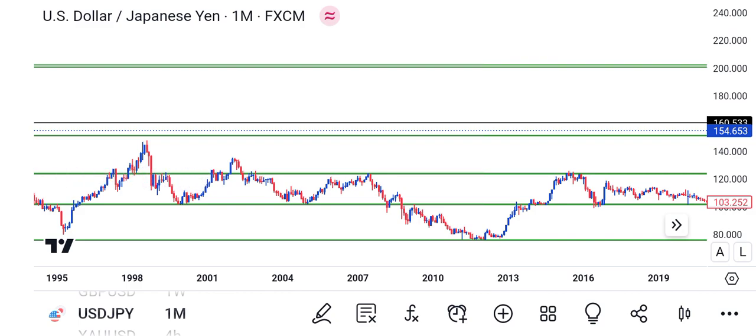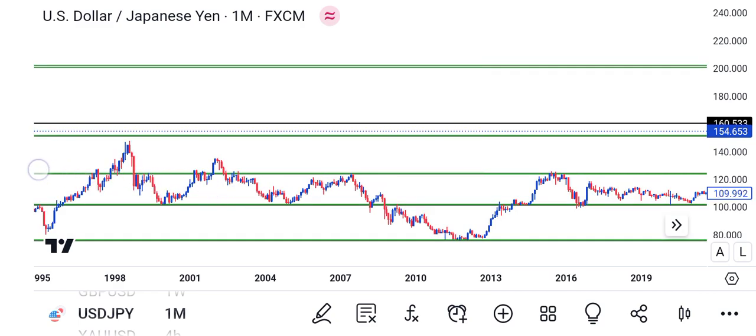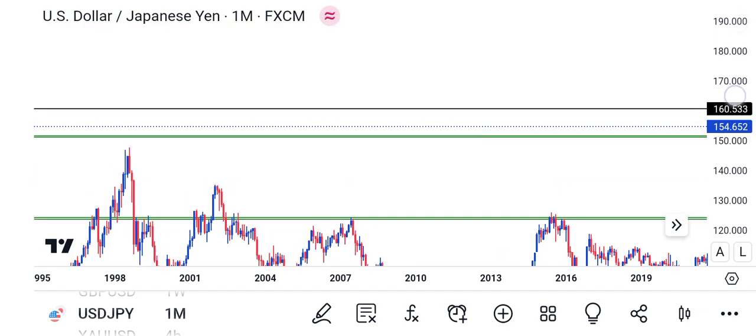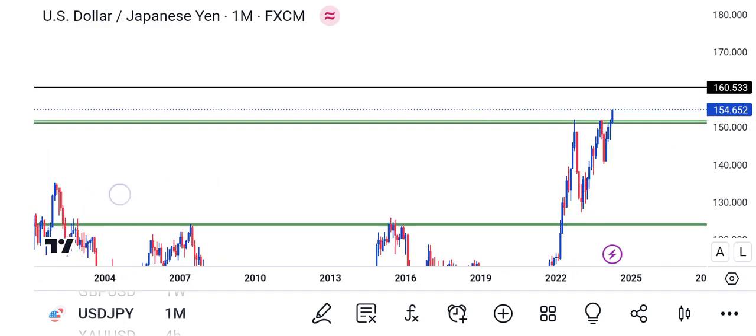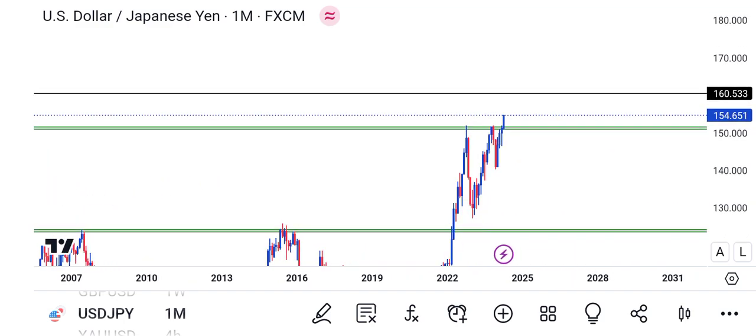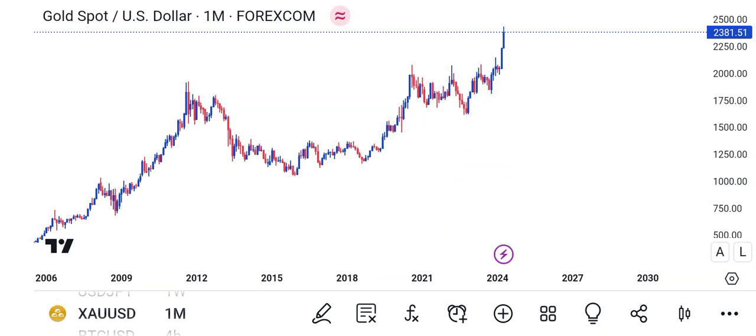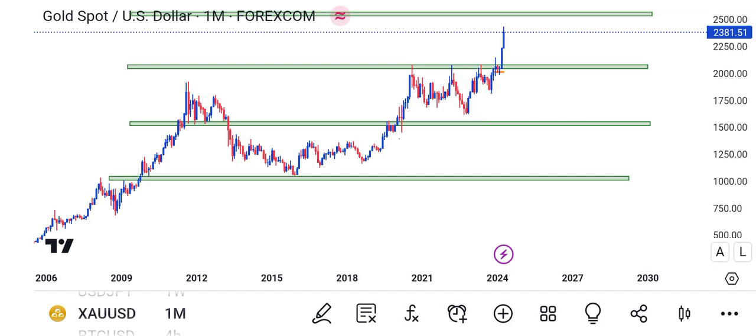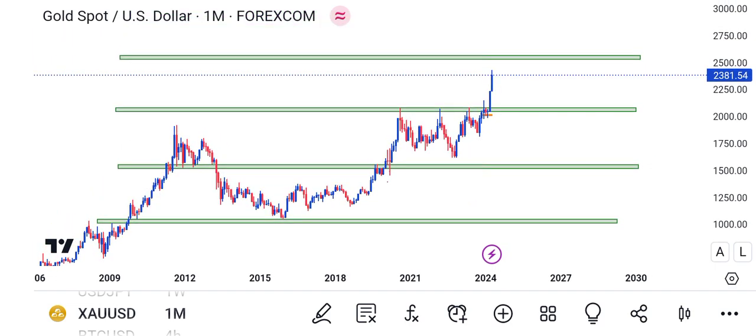Once Usdjpy breaks out of 160.5, Usdjpy breaks above 160.533, then we can continue buying till 200. But Usdjpy is in an uptrend, and yeah, we are in an uptrend. For gold, it is in an uptrend, and with this momentum, gold is definitely going to hit $2,500 per ounce.